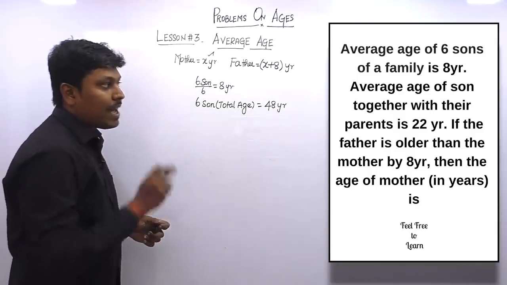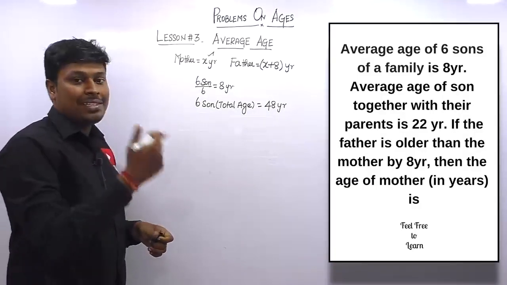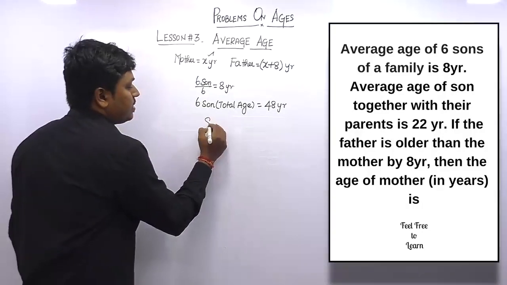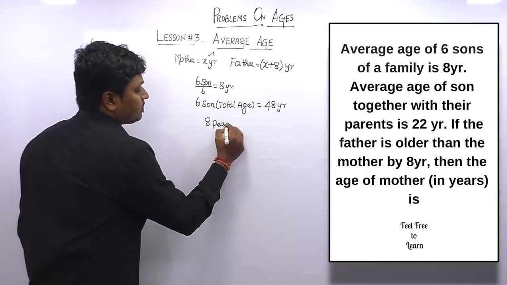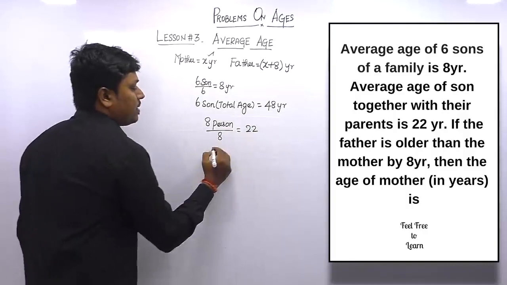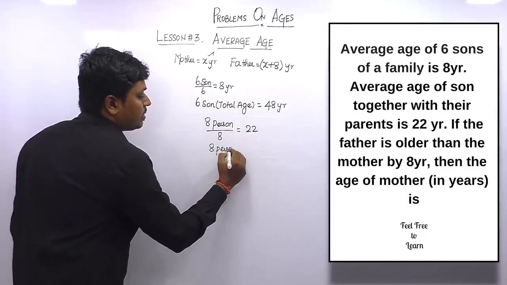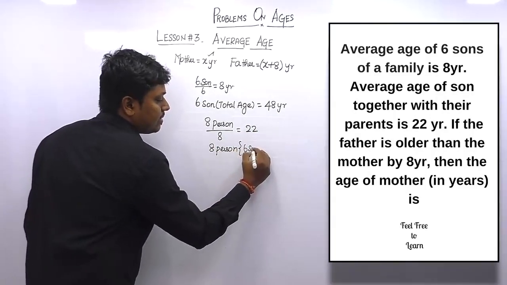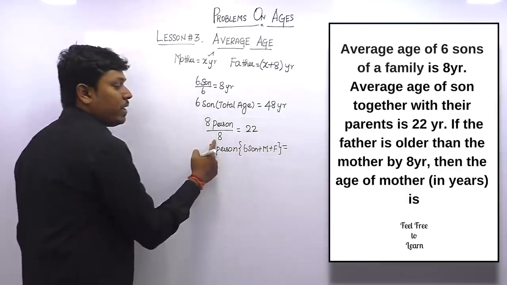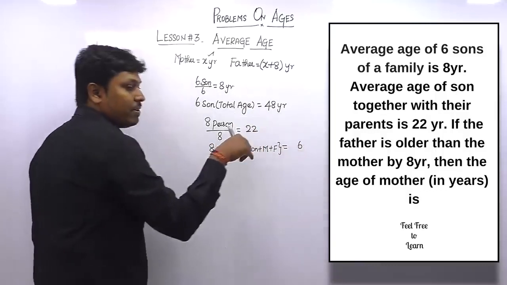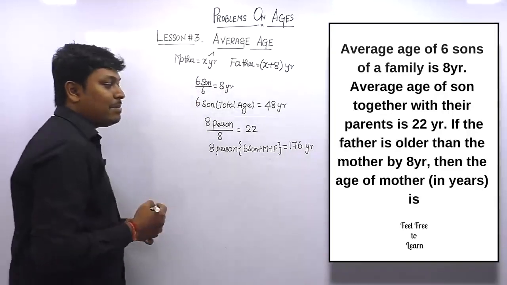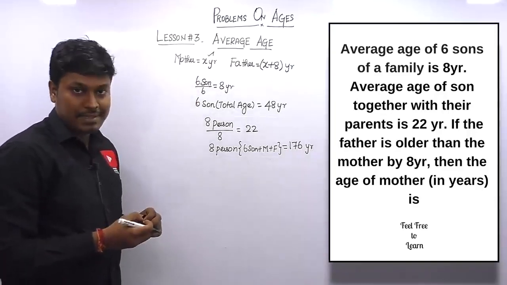In the second point, the average age of the sons together with their parents. So totally 6 plus 2, that is 8 members. So the sum divided by 8, and now they are saying the average is 22. So this includes 6 sons and a mother and a father. So the sum is equal to 22 into 8, which is 176 years. So the total sum of the ages of the family members will be 176.